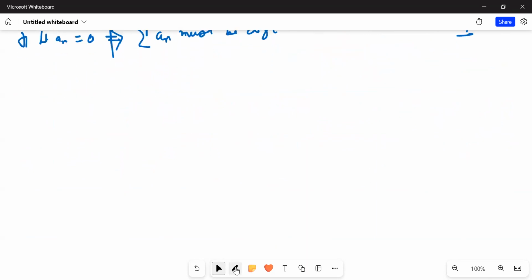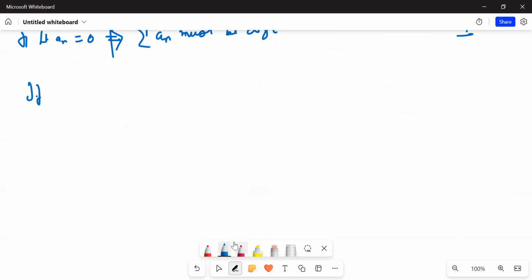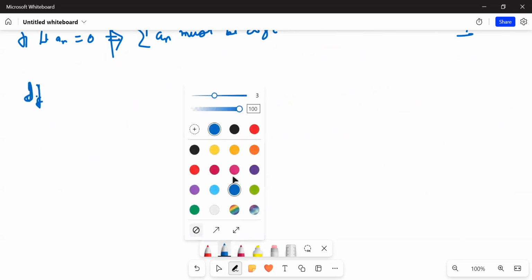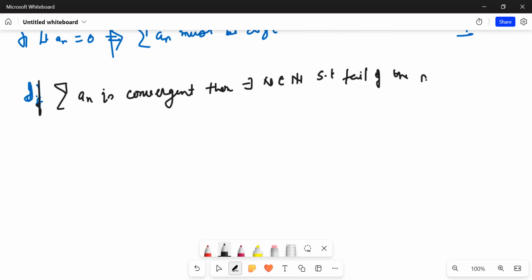Another topic: the tail of the series. One more observation that you can build here is that if summation an is convergent, then there would definitely exist some n belonging to natural numbers such that the tail of the series, that is summation, can be made less than epsilon.